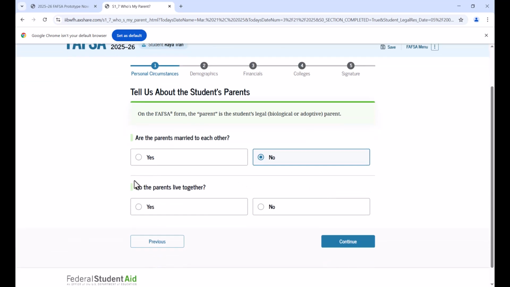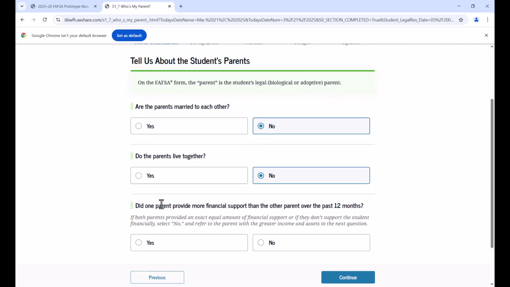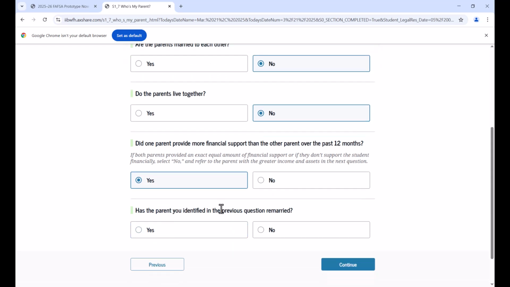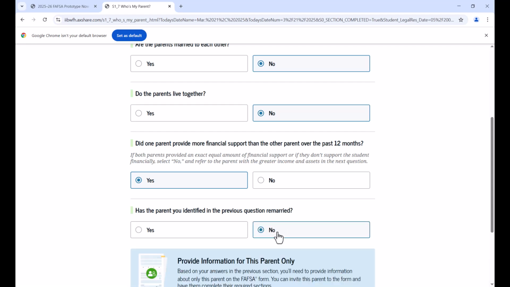That's going to trigger the next question that says, do your parents live together? We're going to select no. The next question is, did one parent provide more financial support than the other parent over the past 12 months? Okay, we are going to select yes here, which is going to trigger the last question. Has the parent you identified in the previous question remarried? We're going to select no.